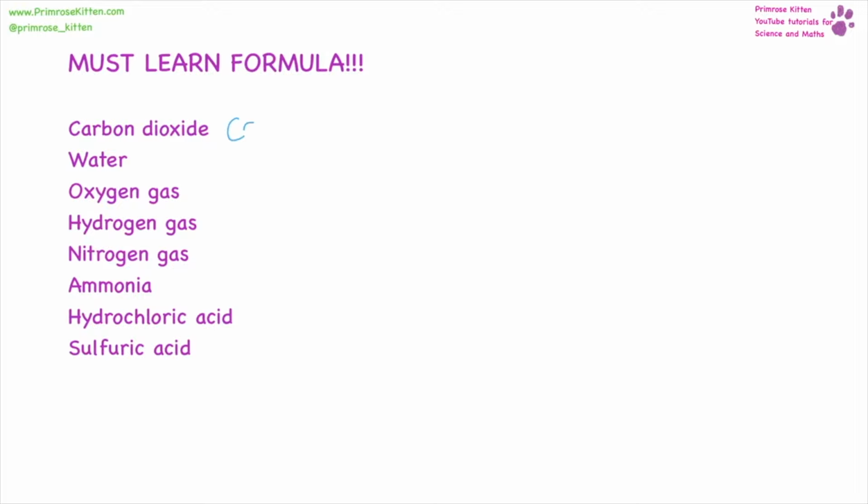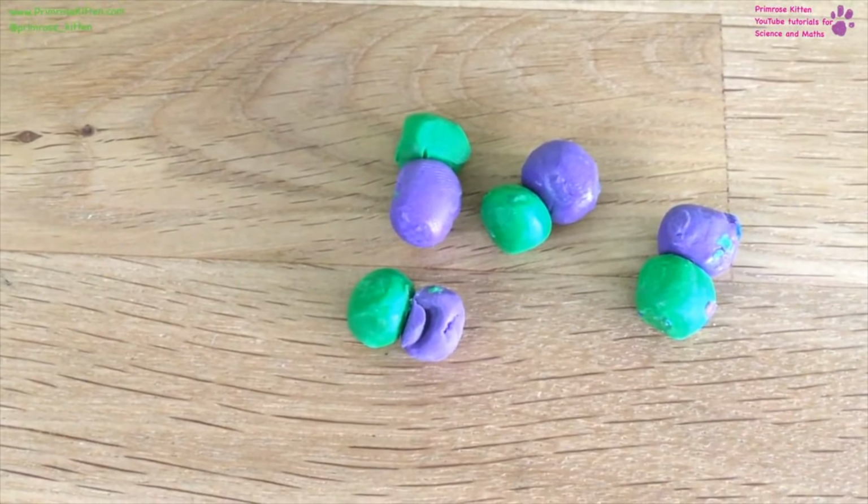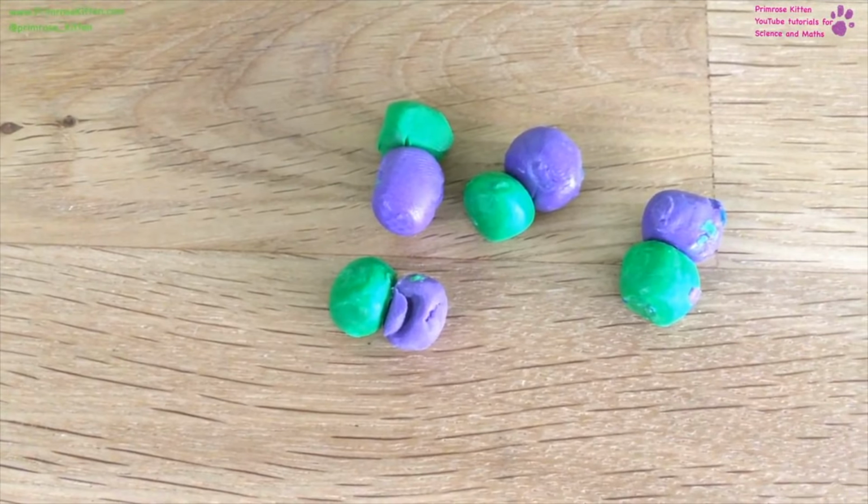Carbon dioxide is CO2, water, H2O, oxygen gas, O2, hydrogen gas, H2, nitrogen gas, N2, ammonia, NH3, hydrochloric acid, HCl, sulfuric acid is H2SO4. Elements, pure things. Compounds, 2 or more different things chemically bonded together.